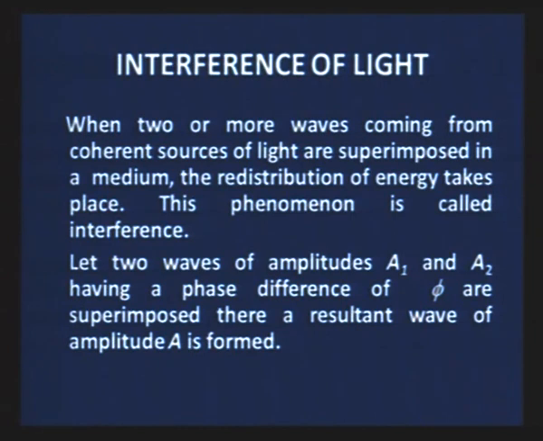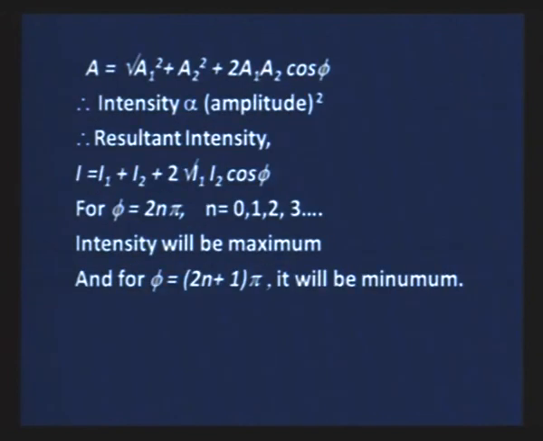If two waves of amplitude A1 and A2 having a phase difference of phi are superimposed, then there is a resultant wave of amplitude A equal to the square root of A1 squared plus A2 squared plus 2 A1 A2 cos phi. Since intensity is directly proportional to the square of amplitude, this result can also be expressed in terms of intensity, that is I equals I1 plus I2 plus 2 square root of I1 I2 cos phi. For phi equal to 2n pi, the intensity will be maximum, and for phi equal to (2n+1) pi, intensity will be minimum, where n can have any value 0, 1, 2, 3 and so on.